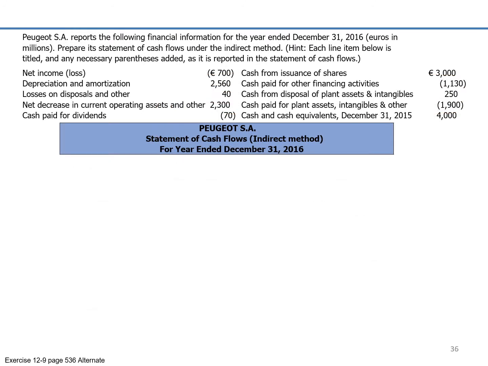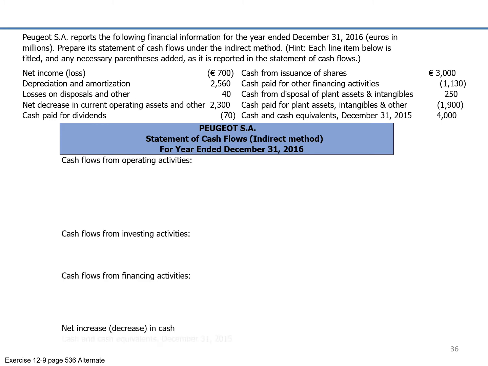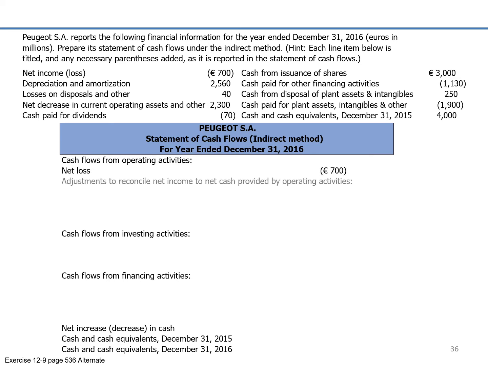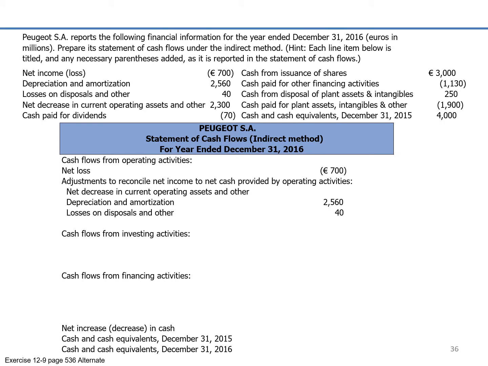Okay? All right, why don't you do the same thing with this one when you're finished? Resume the recording and we will go through it. All right, so did you set up your statement this way first? Sometimes that's helpful. We start with net loss. We add back our depreciation and amortization. We add back our losses on disposals. We add back or subtract the net increase or decrease in current operating assets and other. In this case, it's a decrease, so it's an increase in cash.